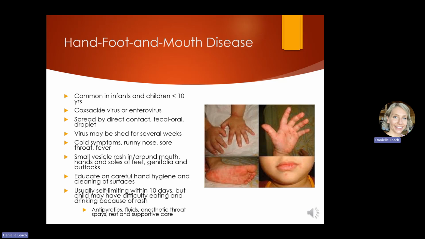Again, with trying to keep the child hydrated, giving acetaminophen or ibuprofen for pain and fever, over-the-counter anesthetic mouth sprays for pain, and again, making sure that the parents are using antimicrobial cleaning to clean surfaces so that everyone in the family does not get this.